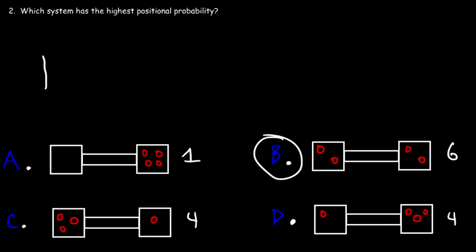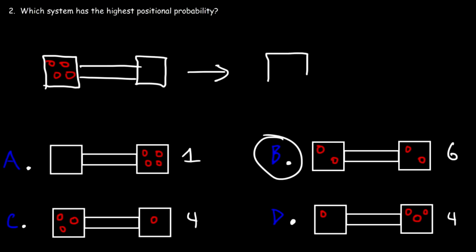So here's a question for you. Let's say we fill the left side with 4 molecules. Is it possible for this to occur? Can all 4 molecules end up on the right side? Is that possible? And would you say that process is spontaneous?